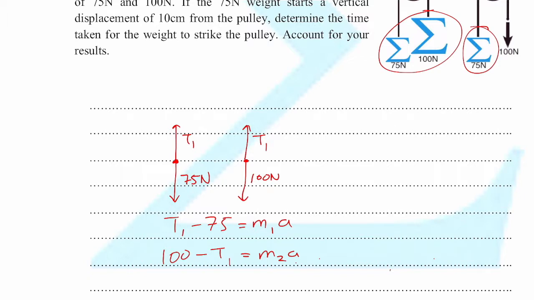If we figure out what M1 and M2 actually are, M1 is just going to be 75 divided through by 9.8, which gives us a value of about 7.65 kilos. M2 is going to be 100 newtons divided by 9.8, which gives us a value of about 10.2 kilos.